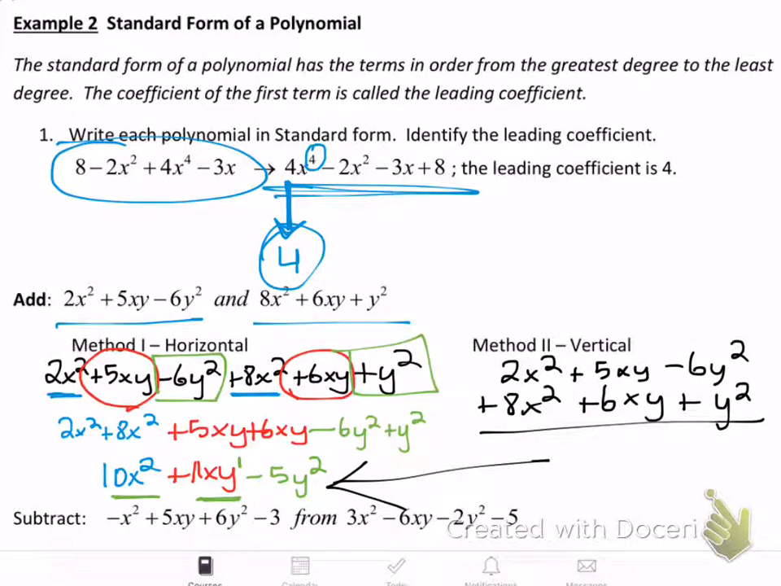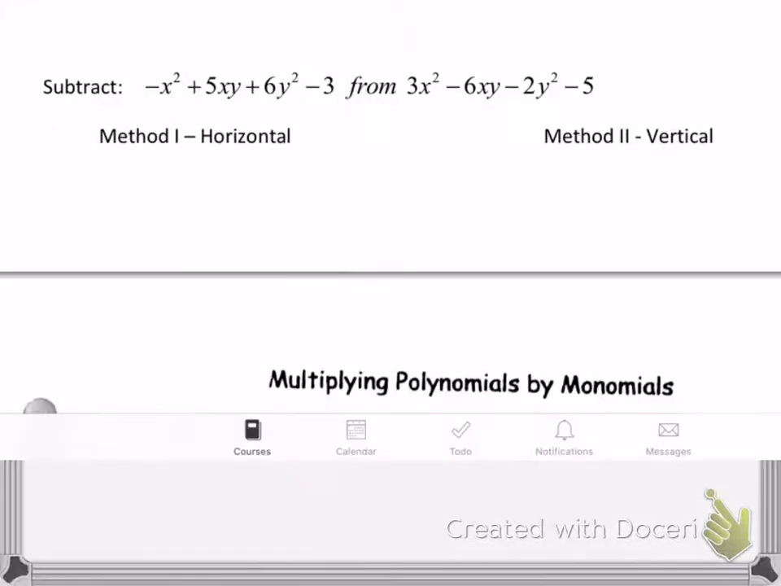Now, subtracting is pretty much the same, but there's one small trick that might get a lot of people. Let's scroll down a little bit. You have to be careful because this first polynomial says you're subtracting this from the second. What that means is the second one comes first minus that first one. So if we do it horizontally, the setup will look like this.